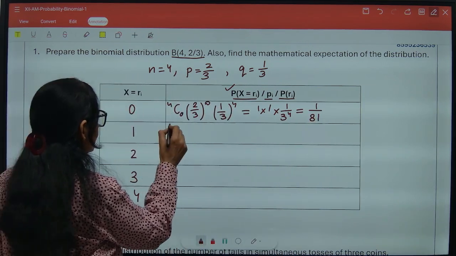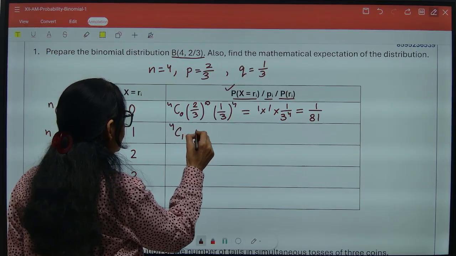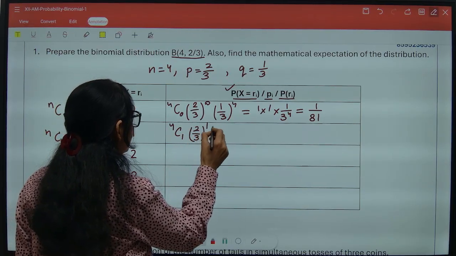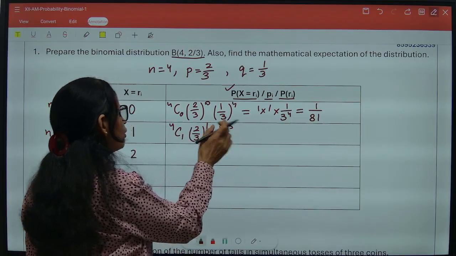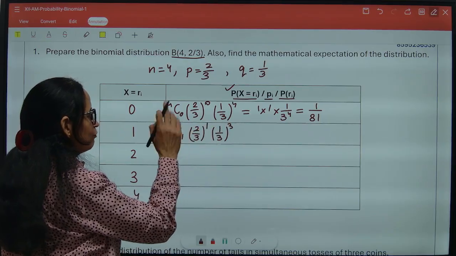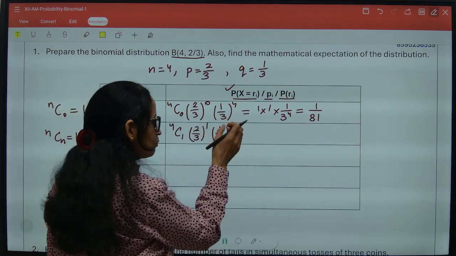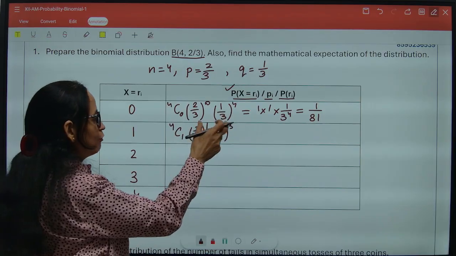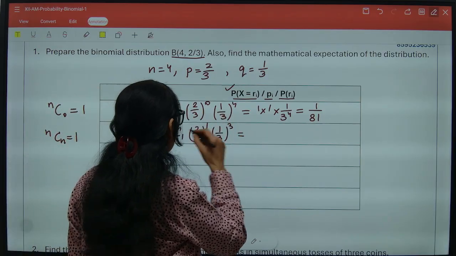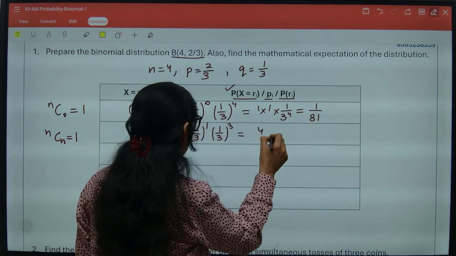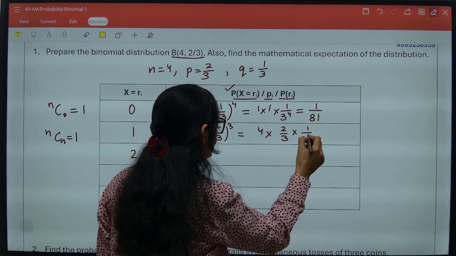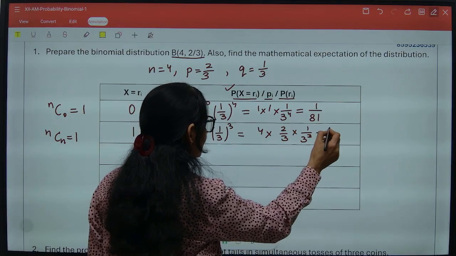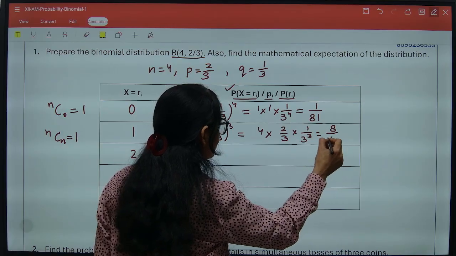Next, 1. So it is going to be 4C1 (2/3) to the power 1 and (1/3) to the power 4 minus 1, that is 3. 1 plus 3 always add up to 4. The exponents add up to 4, so be careful with this. Sometimes you make mistakes while you are writing this, so be careful. 1 plus 3 is always 4. So how much is 4C1? 4. 4 into 2/3 into (1/3) cubed. That means 4 times 2 is 8, 8 over 3 to the power 4, which is again 81.